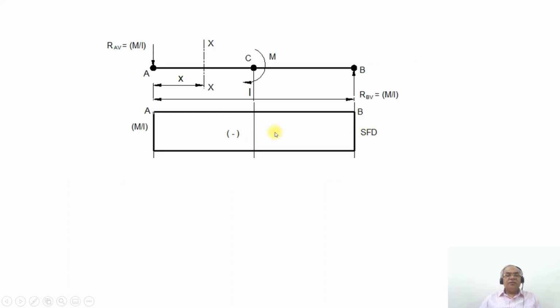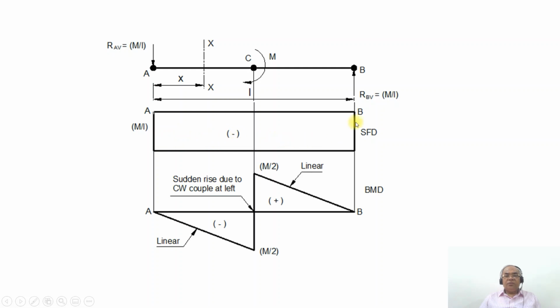Therefore, considering this, you have the shear force at A as minus M by L, and at B also it is minus M by L.